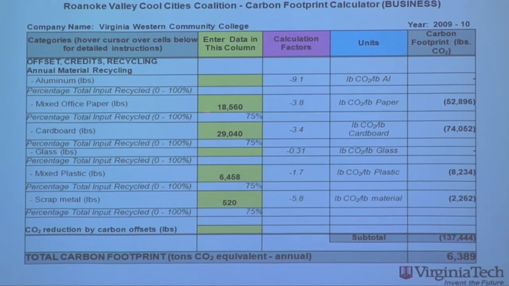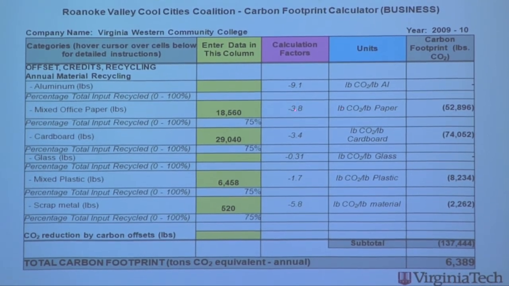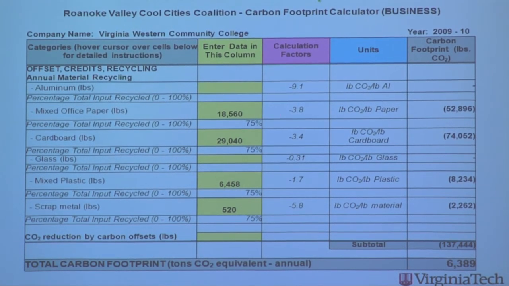For every pound of paper you recycle, you're saving almost 4 pounds of CO2. Where's the aluminum number? It's even better. Every pound of aluminum is energy intensive. It's a metal. You've got to melt it and cast it and mold it. Almost 10 pounds of CO2 saved for every pound of aluminum. So these are all credit numbers. So you get to subtract these from your total. Okay? So here's the total on campus, 6,400 tons annually.